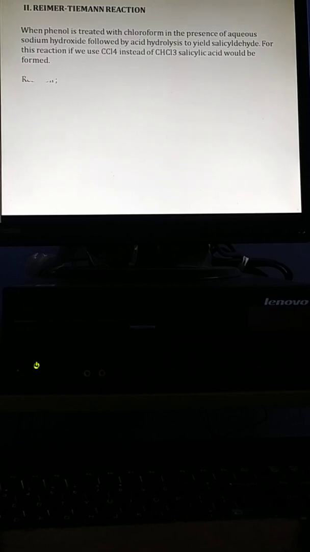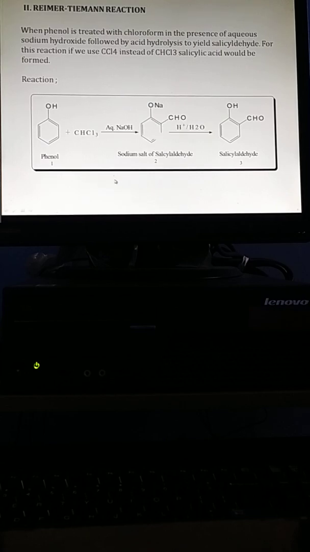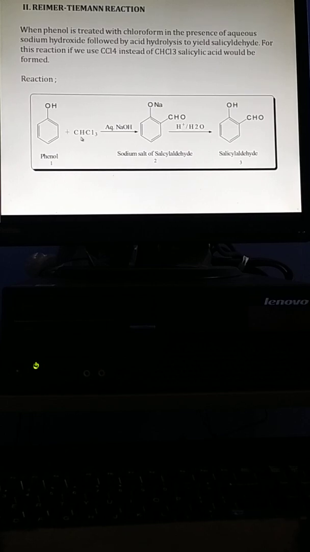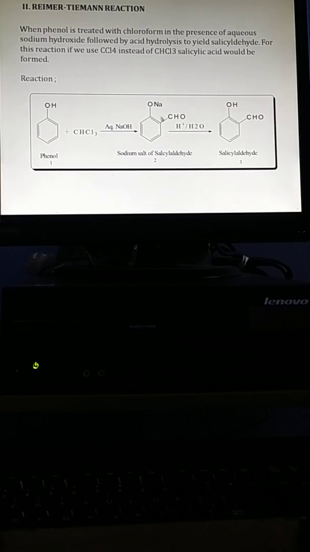Now we will see the reaction. Here we have phenol, structure 1. When this phenol reacts with chloroform in the presence of aqueous sodium hydroxide solution, it results in the formation of the sodium salt of salicylaldehyde, structure 2. In the next step, there is acidification of the sodium salt of salicylaldehyde. Finally, we get salicylaldehyde, structure 3.